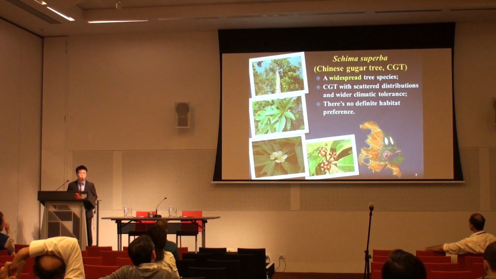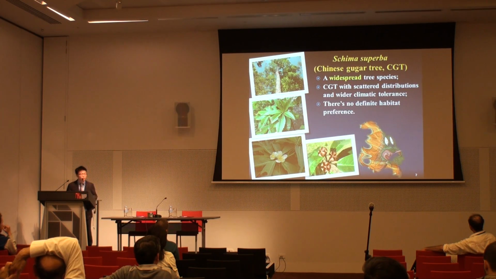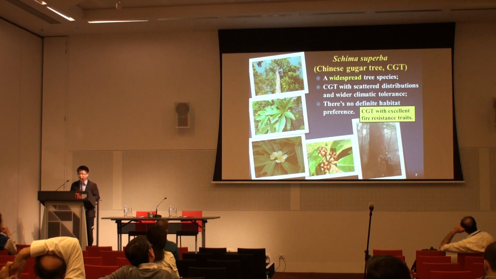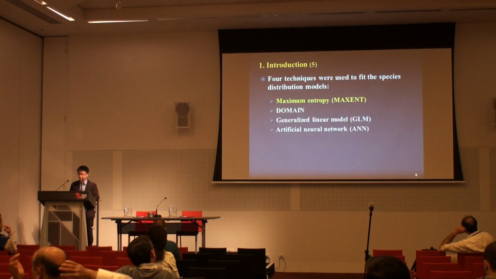The target species, from central Taiwan, is a widespread species. Its name is Chinese Gordonia tree, and we call it the CGT. CGT can grow across a wide geographic and developmental range. CGT also has excellent fire-resistant traits and can grow in forests to form a fire-resistant stand. That's why we went on site to target and record the tree species samples.